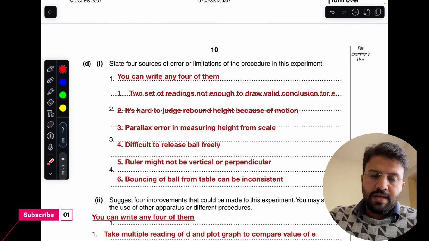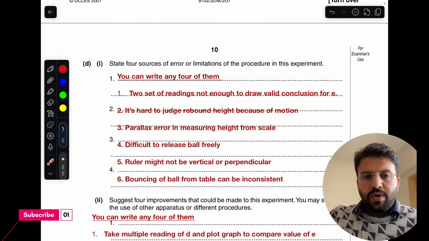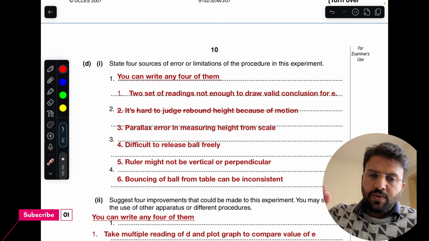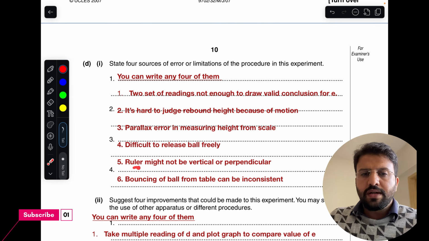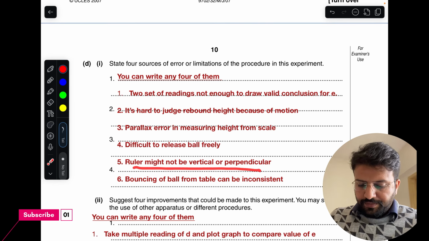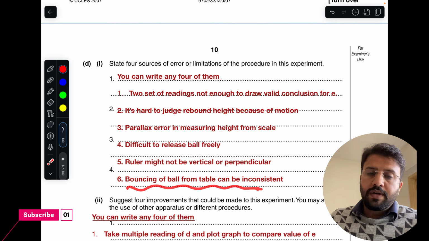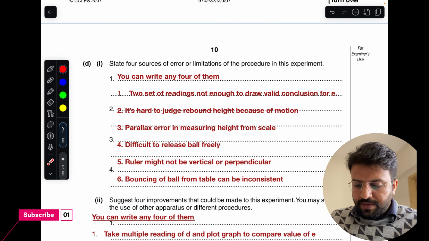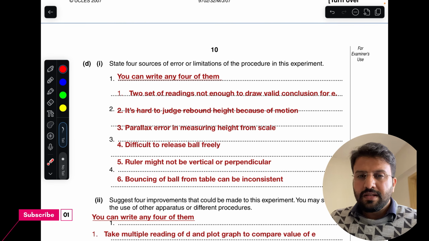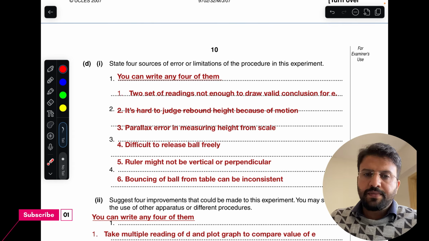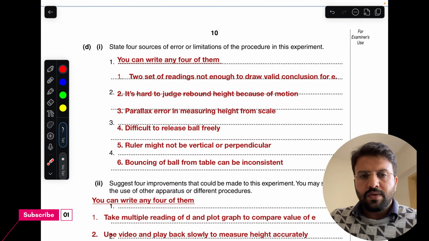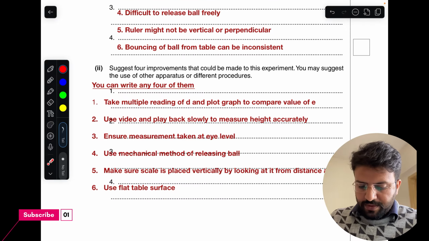When you are going to release the ball freely, what is required? You don't have to apply any force, but when you are dropping it with the hand, there is a high chance that you will intentionally or unintentionally apply some force on it. The ruler might not be vertical or perpendicular, and bouncing of the ball from the table can be inconsistent because of the surface or because of different environmental factors, like the air from the fan, or something placed on the table that can cause an irregular bounce.